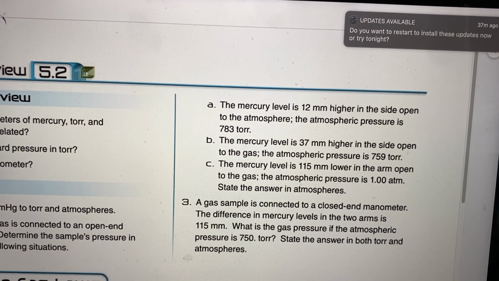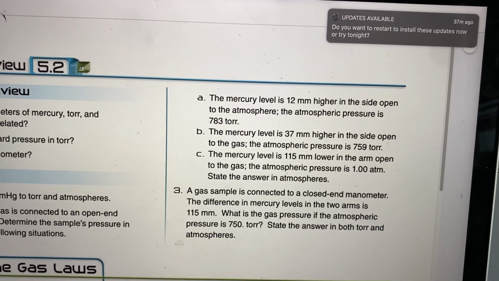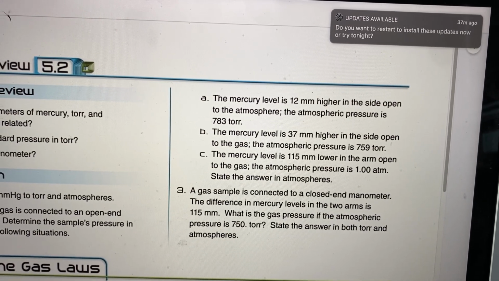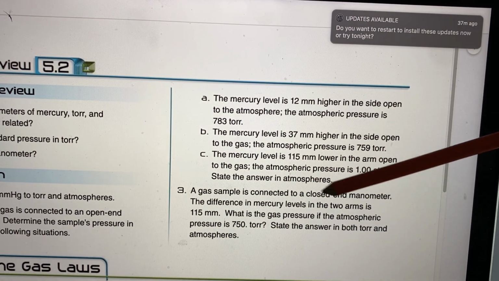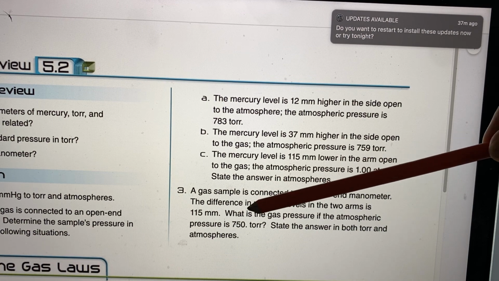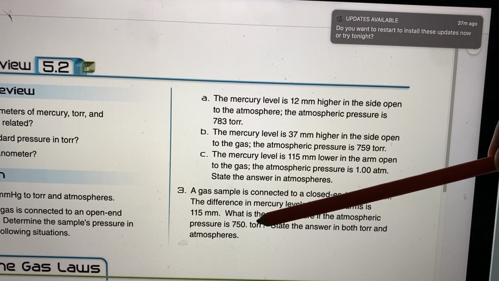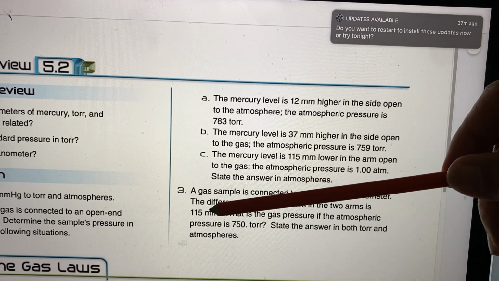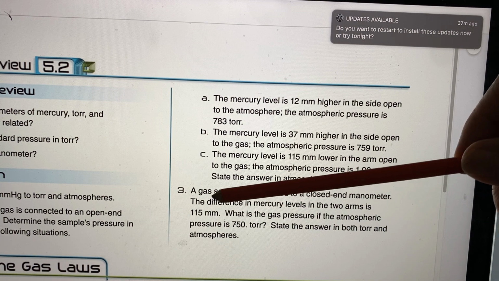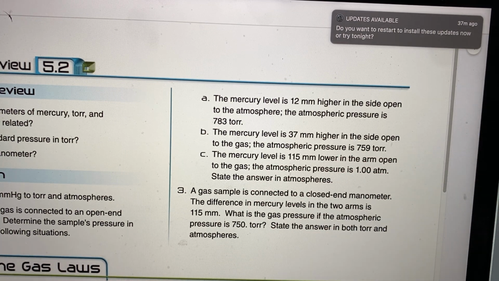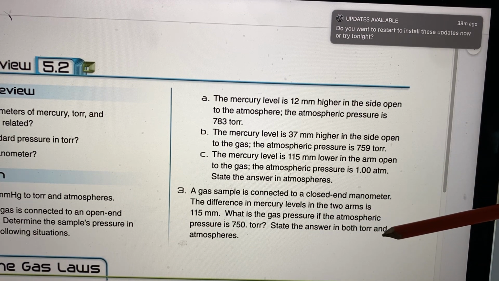Number 3 says, a gas sample is connected to a closed-end manometer. Closed-end is pretty easy, right? The difference in mercury levels in the two arms is 115 millimeters. What is the gas pressure if the atmosphere pressure is 750 torr? Basically, 115 millimeters is going to be the answer, because you don't have to add or subtract anything. State the answer in both torr and atmosphere.